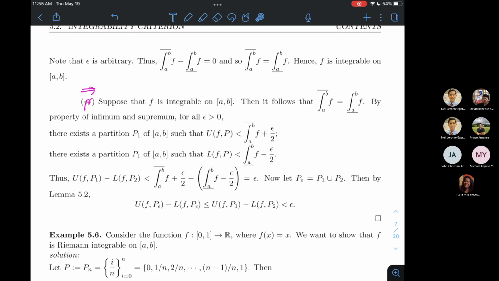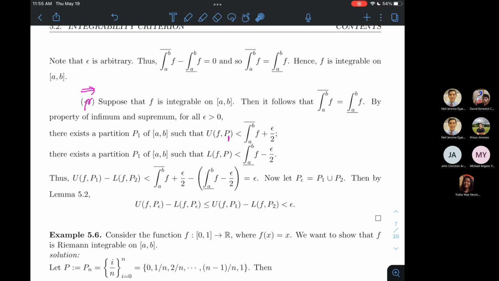lower bound. So that's why we can find a partition inducer P1 of AB such that the upper sum of f with respect to P1 ay mas maliit na doon sa upper Riemann integral plus epsilon over 2. Alright? Tapos ganun din yung gagawin ko sa lower Riemann integral.